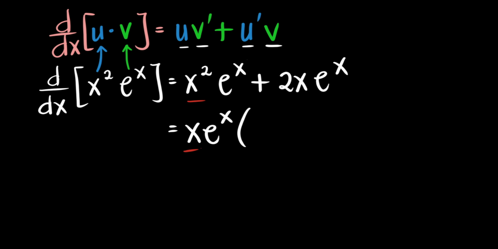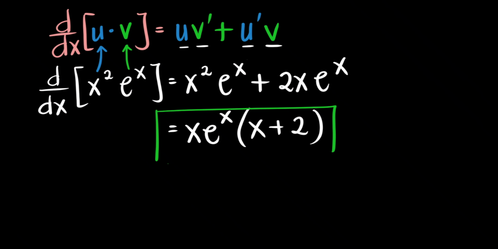x squared divided by x is x. e to the power x divided by e to the power x is 1, leaving behind x. 2x divided by x is 2. e to the power x divided by e to the power x is 1, leaving behind 2. This is the answer in factored form: x times e to the power x times (x plus 2).